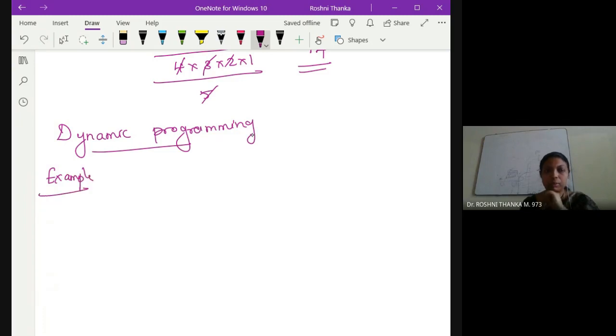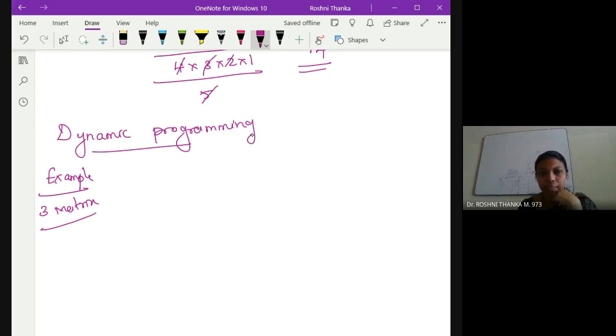Okay. So to help you understand, I'm going to take three matrices. If you have three matrices, how many possibilities are there? Two kinds of parenthesization can be done when we have three matrices. So we are going to take three matrices and solve this.